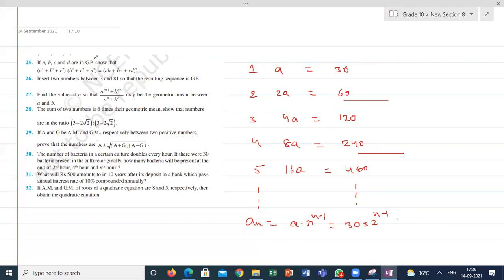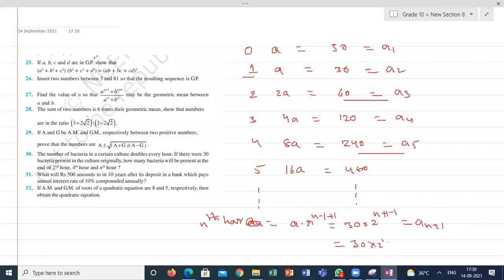Sorry, at the beginning it is A, it is 30. At the end of the first hour, this is your A1, this is your A2, this is our A3, this is our A4. A4 is the end of the third hour. A5 is the end of the fourth hour. So An plus 1 is the end of the nth hour. So this should be nth hour. So n minus 1 plus 1. So the answer is 30 into 2 power n.